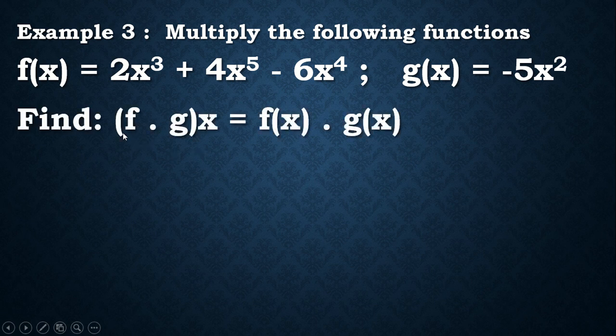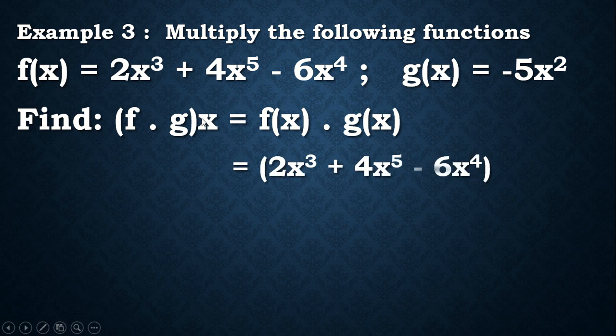Still, we have to find for the quantity of f times g of x, that is equal to f of x times the g of x. And then we have to write for the f of x. F of x is 2x cubed plus 4x to the 5th minus 6x to the 4th. And then it will be multiplied by the g of x, which is negative 5x squared. And then this negative 5x squared will be multiplied by 2x cubed.